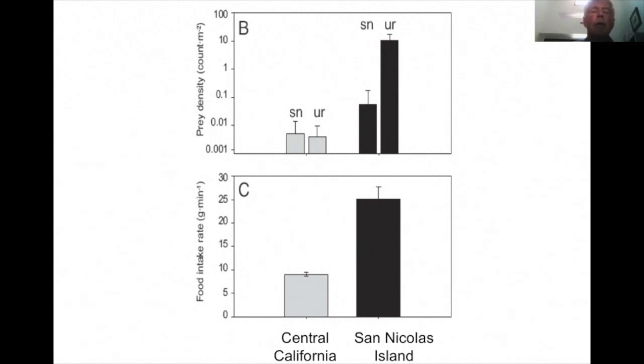And this bottom figure simply shows the food intake in terms of the grams of prey per time, comparing Central California with San Nicolas Island. And so you can see that the animals at San Nicolas Island are getting a lot more food per time spent foraging than the animals in Central California are. So this is a great contrast to ask the question, do the principles of diet specialization and generalization more or less follow in this contrast of diet between Central California and San Nicolas Island?